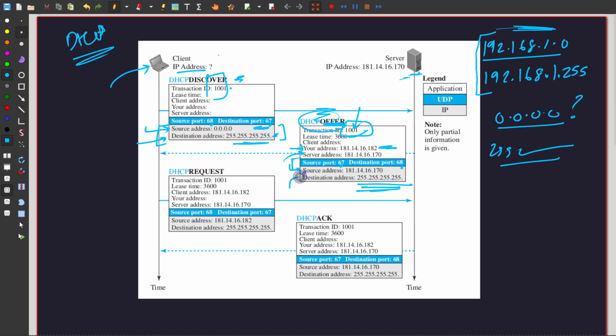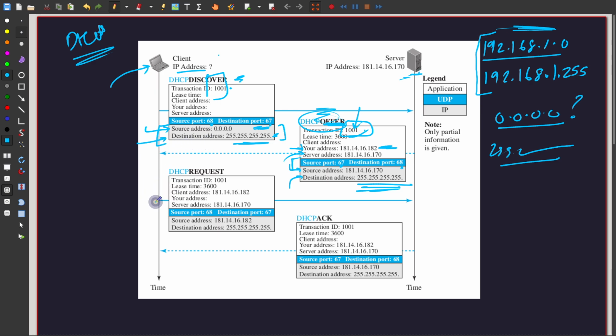So again, destination address is 255.255.255.255. Since the client technically does not have any IP address at all, right? 0.0.0.0 is not a valid IP address. It's just, okay, I'm new here, please help me out. Okay, 0.0.0.0 means that, right? So the server then sends this DHCP offer.